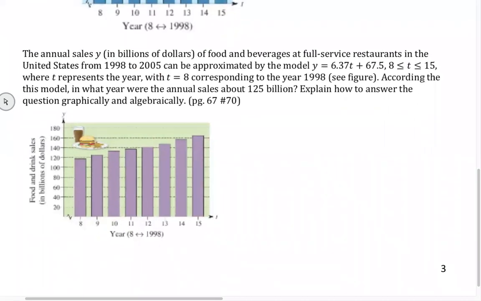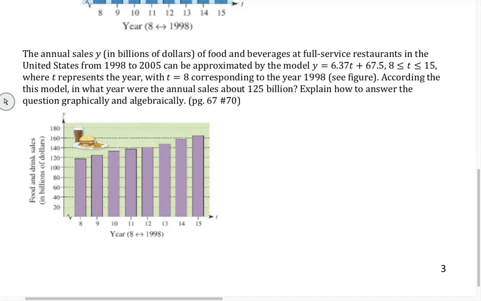So the annual sales in billions of dollars of food and beverages at full-service restaurants in the United States from 1998 to 2005 can be approximated by the model y equals 6.37t plus 67.5, where t is between 8 and 15. And when t equals 8 corresponds to the year 1998. According to this model, in what year were the annual sales about 125 billion? Explain how to answer this question graphically and algebraically.